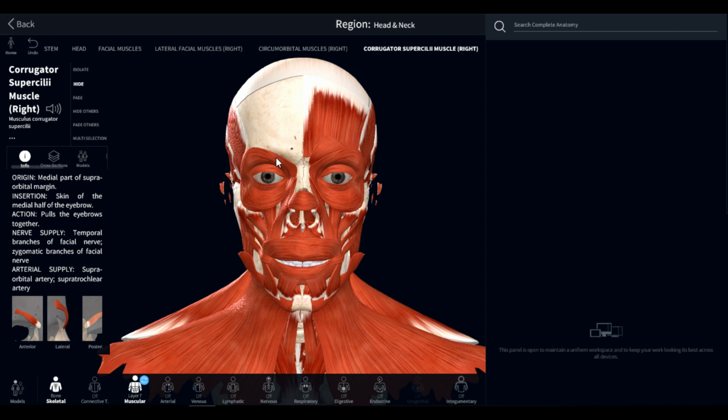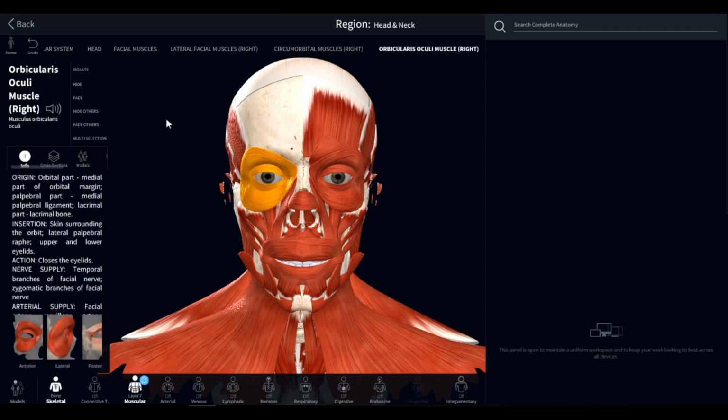Now the next muscle is the orbicularis oculi muscle. Now the orbicularis oculi muscle is a muscle that covers the orbit, and it is made up of two parts. So here we have the orbital part, that is the main part of this muscle, and then we also have the palpebral part, which makes up the eyelid.